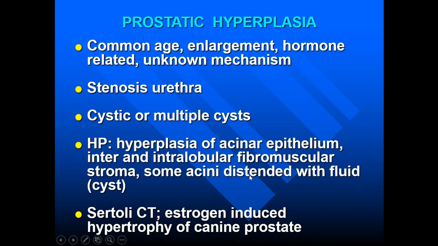Prostatic hyperplasia is also common following cases of Sertoli cell tumors. In Sertoli cell tumor, there will be increased estrogenic substance from the testis, and this estrogenic substance induces hypertrophy of the canine prostate. So it is very common in cases of Sertoli cell tumors. Dogs will develop difficulty in urination.